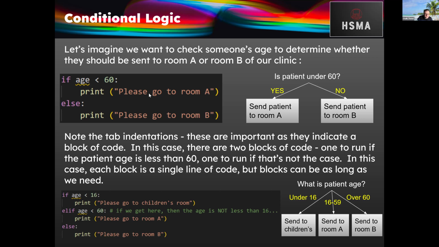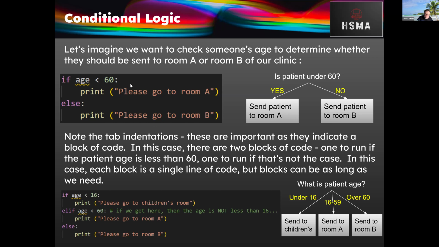Okay. And basically what this says is Python will only run anything that is indented here within this block of code if this condition is true. If it's not true, we then run what is in the else block. So we can say else, and so it'll only run this line of code here if that condition is not true. So if the patient age is less than 60, then this will get run and this won't. But if it's not less than 60, then this will get run and this won't.